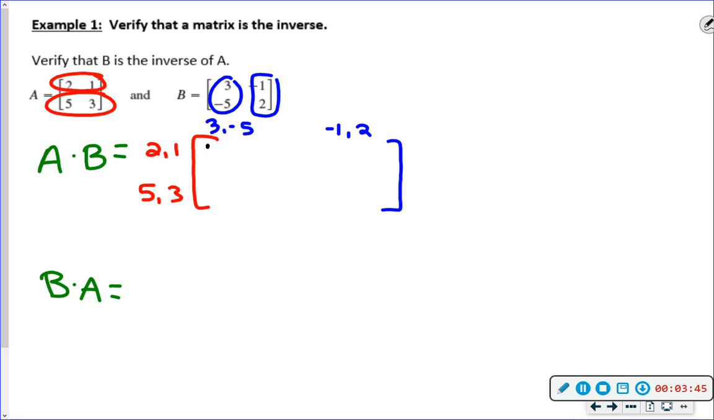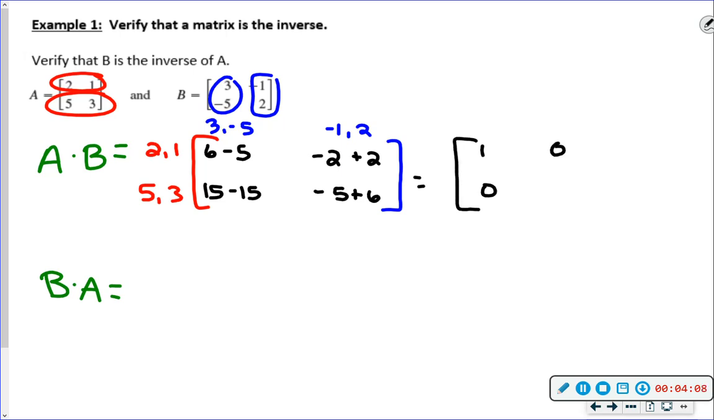3 times 2, 1 times -5. I'll total them in a minute. 5 times 3, 3 times -1, 2 times -1, 1 times 2, 5 times -1, 3 times 2. All right, let's total. So it looks like 1, 0, 0, 1. So we did get the identity matrix, which we should if they're inverses. If they're not, you would not get that. Now, it has to work both directions. So, yeah, I know it's yuck. We do have to do it the opposite way and do the work.